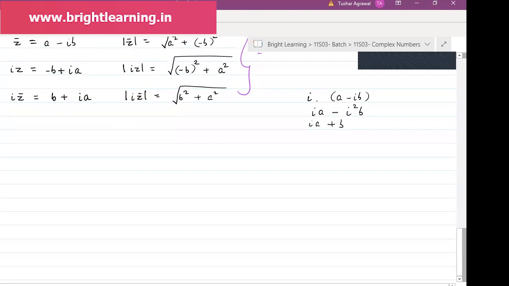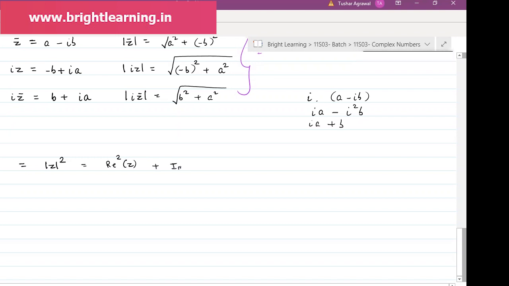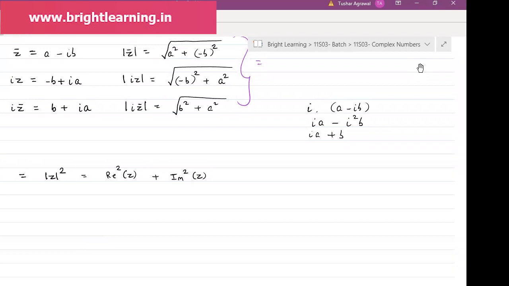Z multiplied by Z bar is always equal to magnitude of Z, its square. That is, Z into Z bar is always equal to real part of Z square plus imaginary part of Z its square. So we have done this many times. The examples that I gave you of multiplication, many questions we have solved of this type.